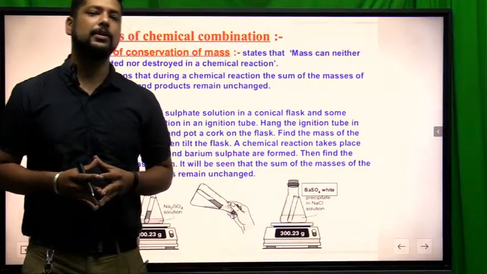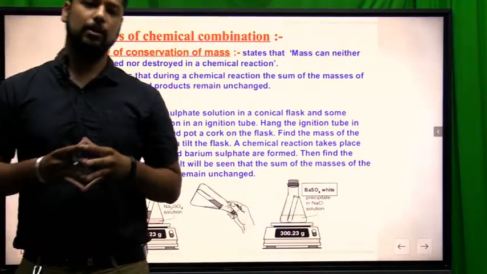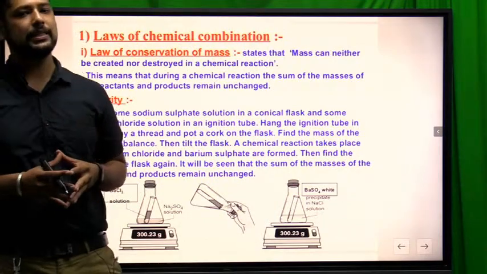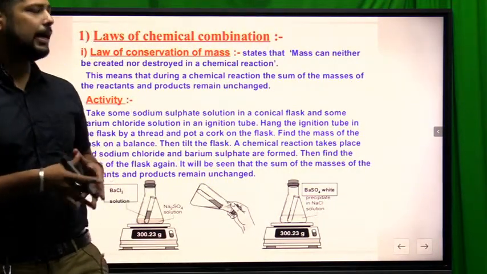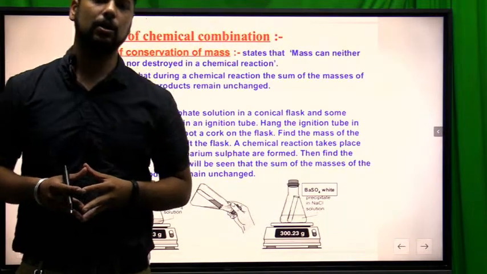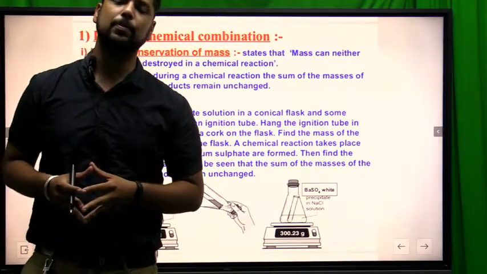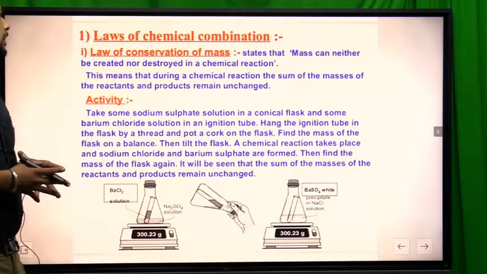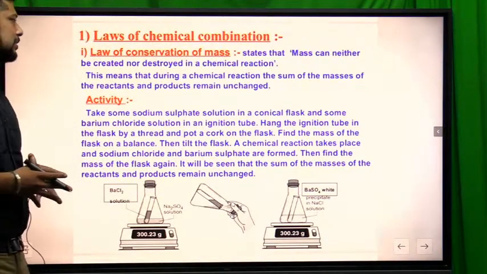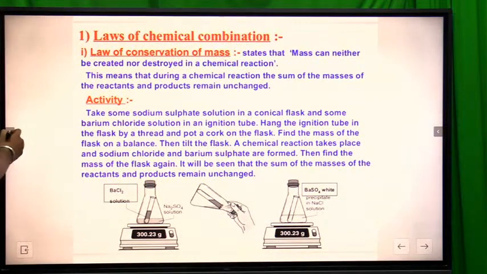Everything in the universe is made up of atoms, because every matter, everything we can see, is made up of atoms only. There are some chemical laws which define the atom and show the properties of atoms. So let's see those laws. The laws of chemical combination. The first law is the law of conservation of mass.